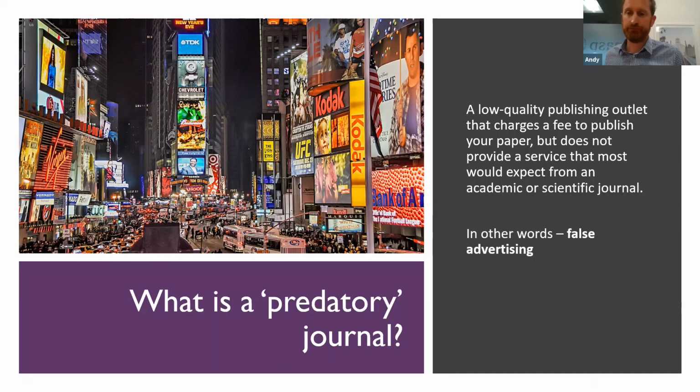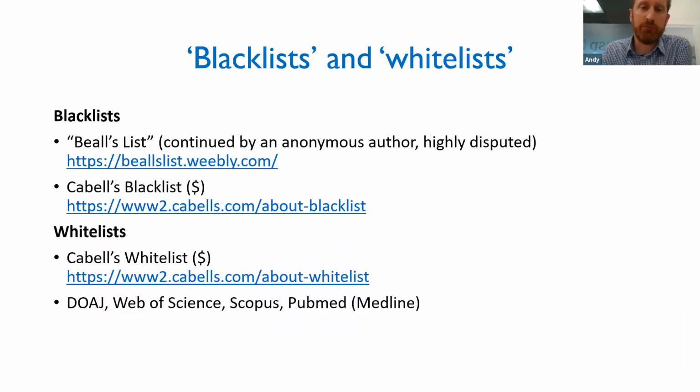Now, we've got these things called blacklists and whitelists, which you may have heard of, particularly something called Beall's List. This was started by a librarian called Jeffrey Beall in America many years ago. In fact, it's been discontinued in 2017. So it is still online somewhere, and it's a huge list of so-called predatory journals, which he found himself, but it's not up to date anymore. There's an archive version of it at that link, which is kind of useful, but it's also highly disputed and a bit out of date.